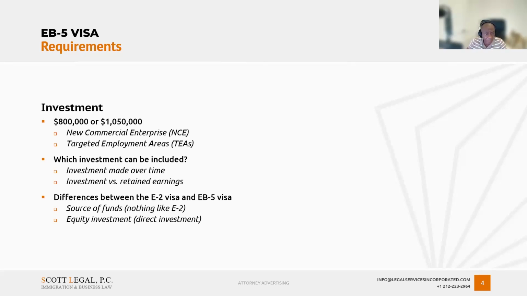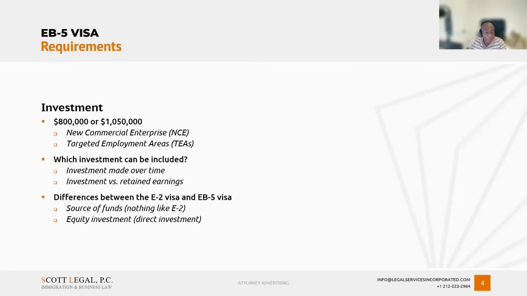But certainly not impossible, because the majority, if not all, of the regional centers are placed in targeted employment areas because people want to invest the lower amount. So it's only a $250,000 difference, but $250,000 is not a small amount of money, so it does make a difference to people. So the money has to be invested.